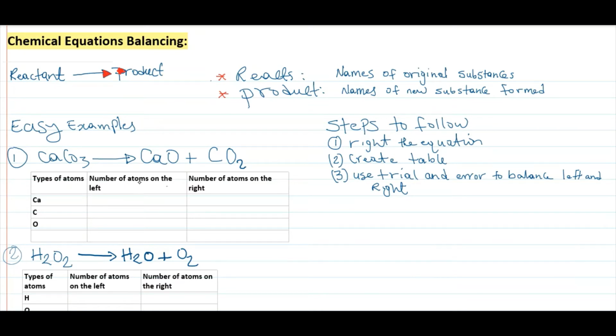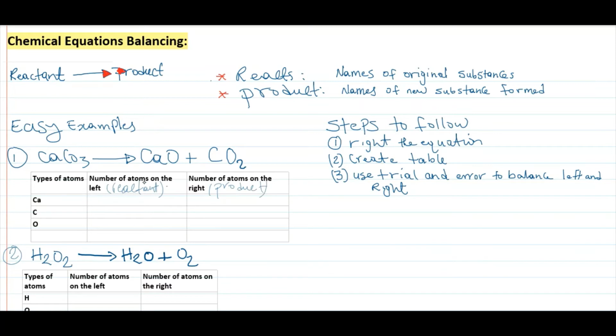This table has 3 columns. The first column has a title of types of atoms, and it shows all the different types of atoms in this reaction. The middle column shows the number of atoms on the left side, which is the reactant side. And the last column shows the number of atoms on the right side, which is the product side.